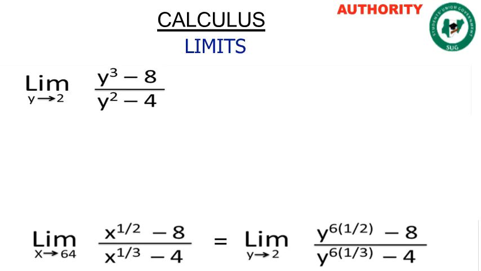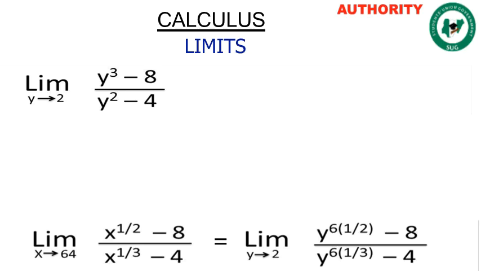So this y raised to power 3, we got it from saying 6 times 1 all over 2. It will give us 6 all over 2. 6 all over 2 is 3. So we are having y raised to power 3, it will have minus 8. And then this y raised to power 2, we got it from saying 6 times 1 all over 3. So 6 times 1 all over 3 will give us 6 all over 3. 6 all over 3 is the same as saying what? 2. So we're having y raised to power 2 minus 4.